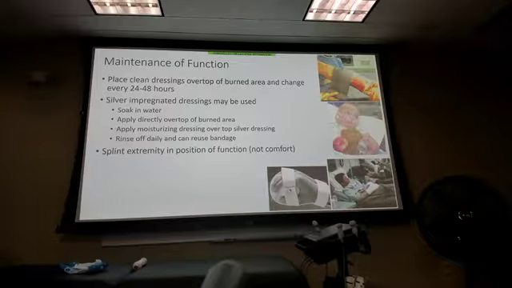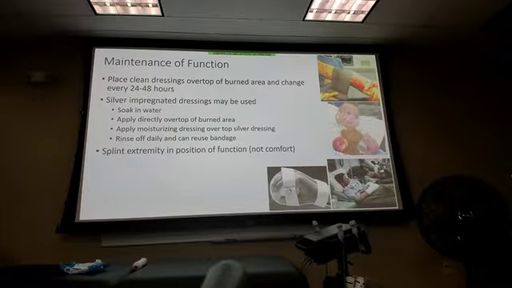Okay, so maintenance of function. We want to try to place clean dressings over top of the burn area and change them every 24 to 48 hours. Most of the time it is every 24 hours. We have these silver impregnated dressings. These are great, and basically silver is an antimicrobial. It's a property, right? The only bad thing about these dressings is we have to keep them wet. We can't allow these to get dry, so we really want them wet.